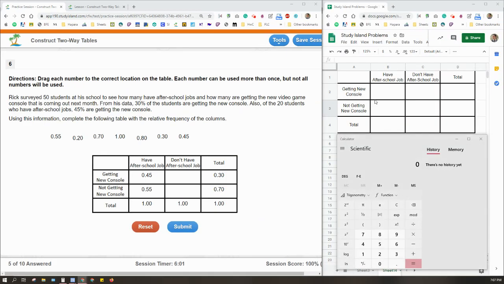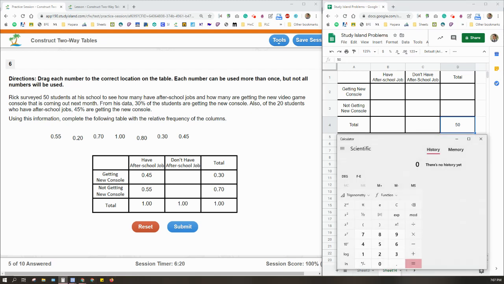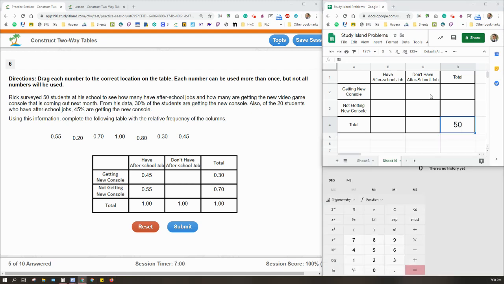So what I've done here is I've recreated the table that this problem is giving us in order to put in the raw numbers. That way, this is a little bit of an easier problem to follow. We start off by saying that they surveyed 50 kids. So the total has to be 50. That's the first number we can put in, and we know that for sure. Now, I'm going to do a quick adjustment for the font to make that easier to read. And there we go. So 50 kids.